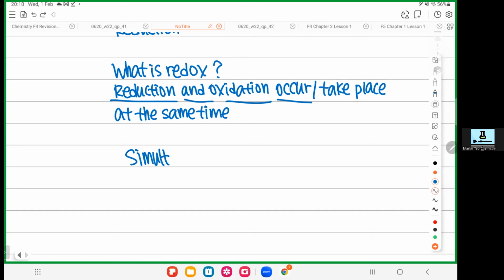So make sure everyone knows the definition of redox. What is redox? They always ask this in your paper too. You write this, you are going to get 1 mark. So that's the first thing. What is redox? Oxidation and reduction happen at the same time.